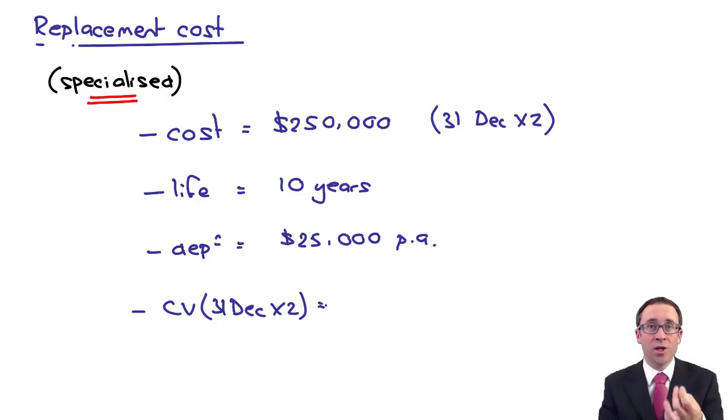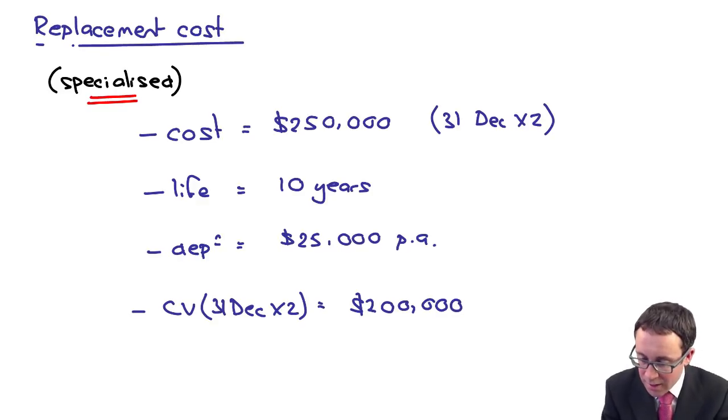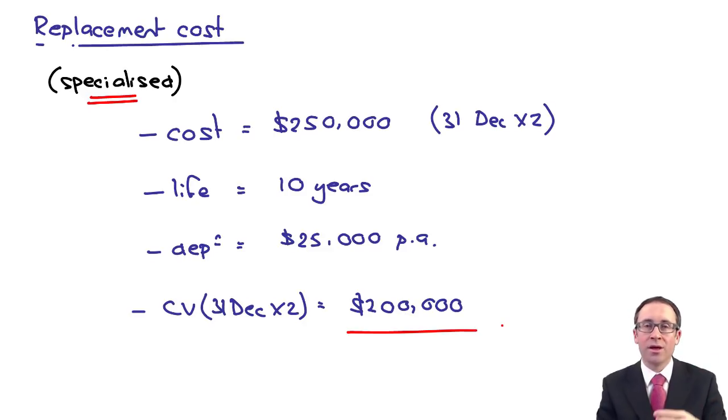The asset is 2 years old, so there's 2 years of depreciation that would have been charged. So under this depreciated replacement cost, the carrying value is $200,000, being the 250,000 less 2 years of depreciation at $25,000 per annum each year. Okay.